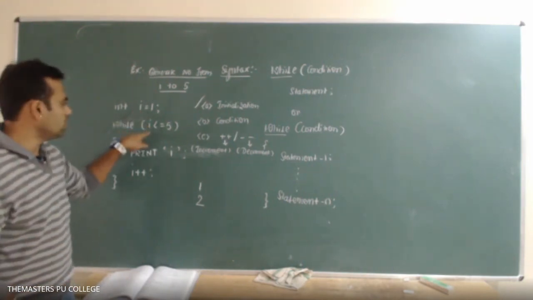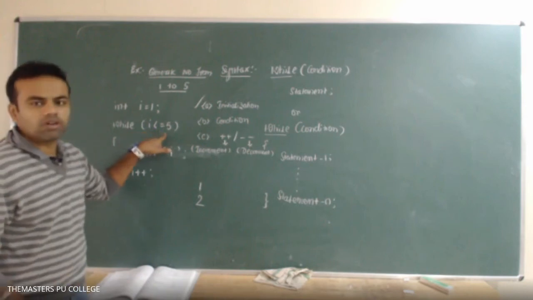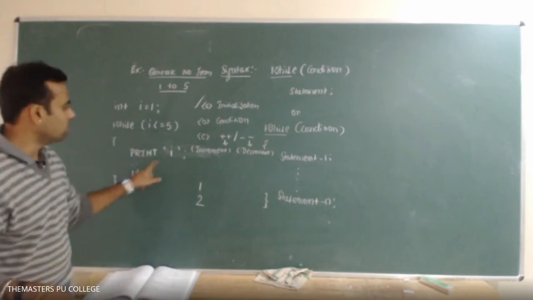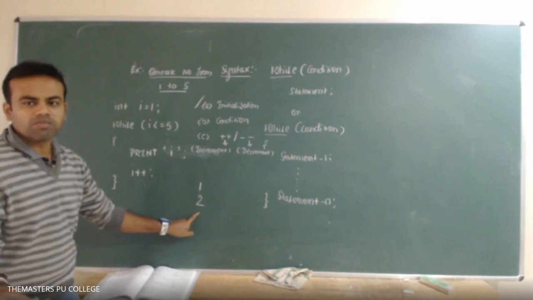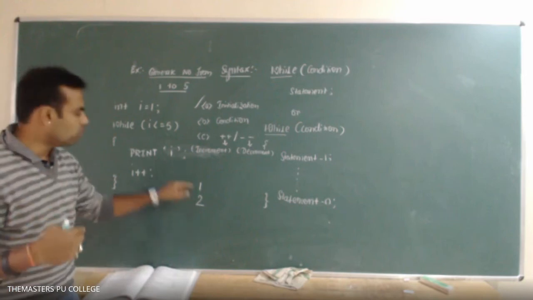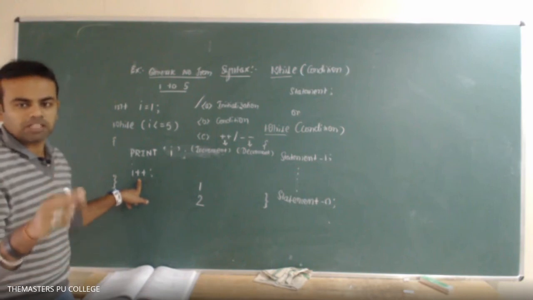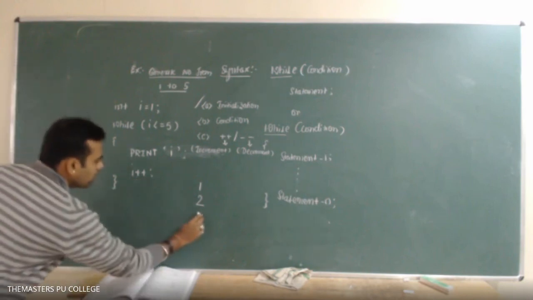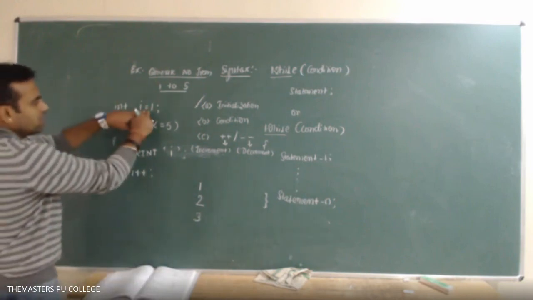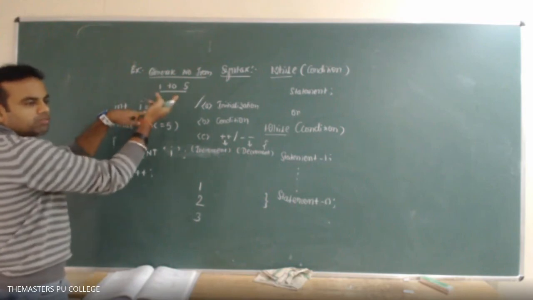Once again it checks the condition: 2 is less than or equal to 5. It is also true. Then it prints; what does it print? 2 will be printed. Then the other statement is I plus plus, so it is increased by 1, giving 3. So I becomes 3 now.